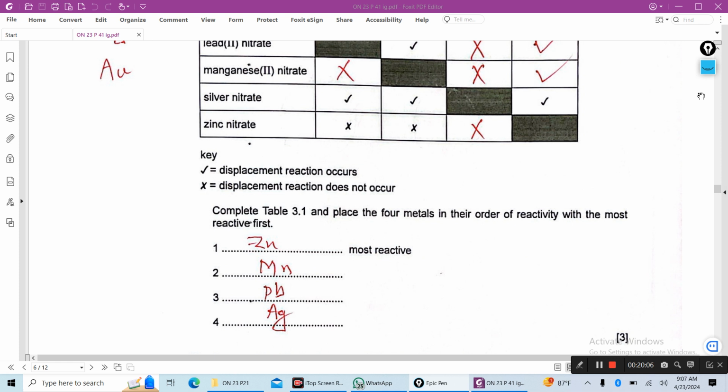Depending upon this result, complete the table and place the 4 metals in order of reactivity with the most reactive first. Zinc is the most reactive, then manganese, then lead, silver is the least reactive. This is the answer.